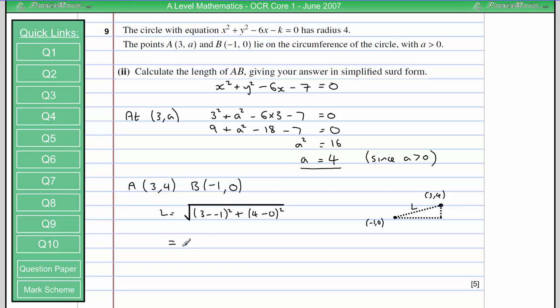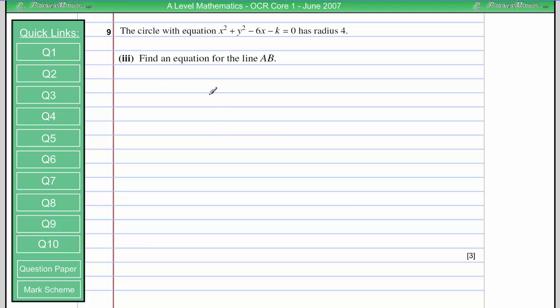So this is going to give me the square root of 3 minus minus 1 is 4, squared is 16, plus 4 minus 0 is 4 squared, plus another 16, so this gives me root 32. Remember, I've got to give my answer in simplified surd form. The biggest square number that goes into 32 is 16, so I'll rewrite this as root 16 times root 2, because 16 times 2 gives me 32. And root 16 is 4, so I get 4 root 2. So the distance AB is 4 root 2.